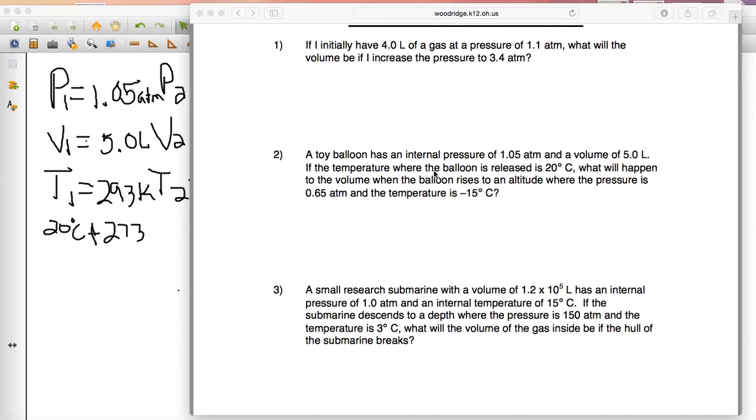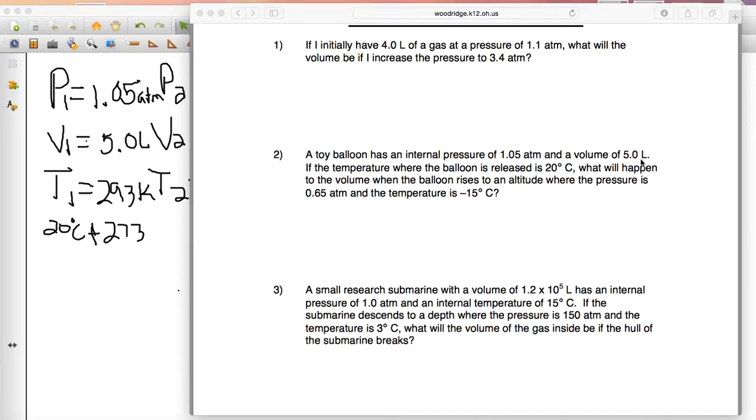So question 2: a toy balloon has an internal pressure of 1.05 atm and a volume of 5 liters. If the temperature where the balloon is released is 20 degrees Celsius, what will happen to the volume when the balloon rises to an altitude where the pressure is 0.65 atm and the temperature is negative 15 degrees Celsius?